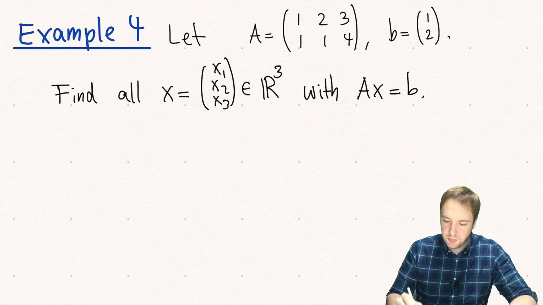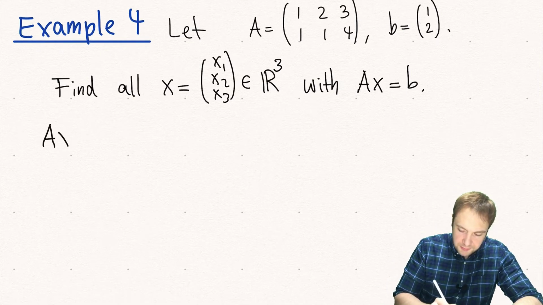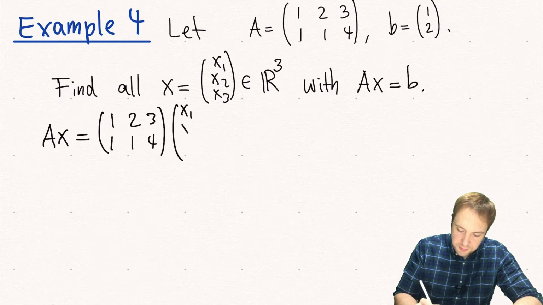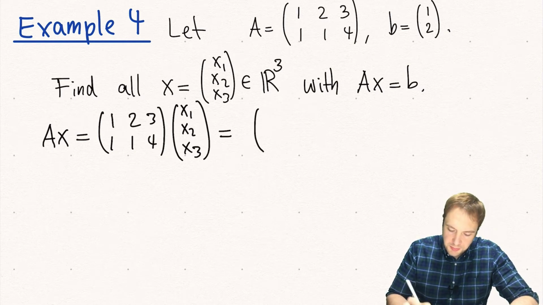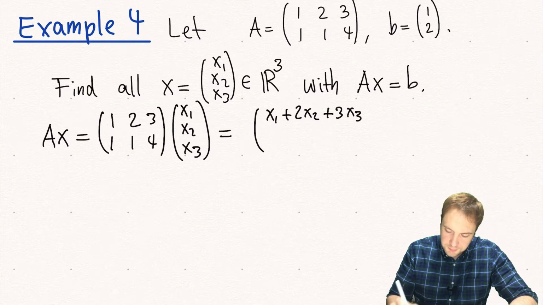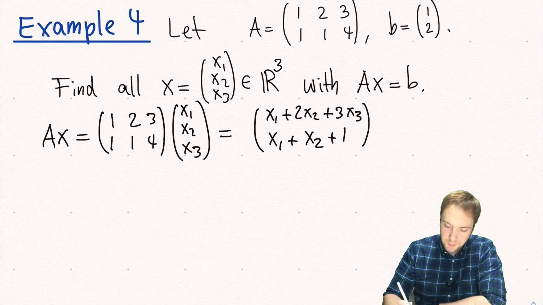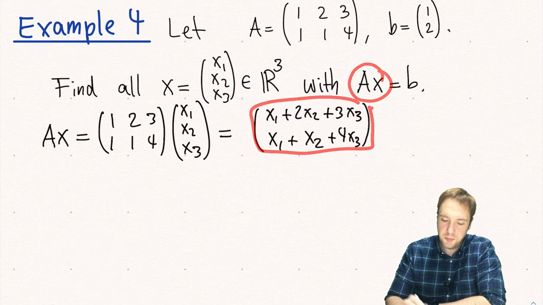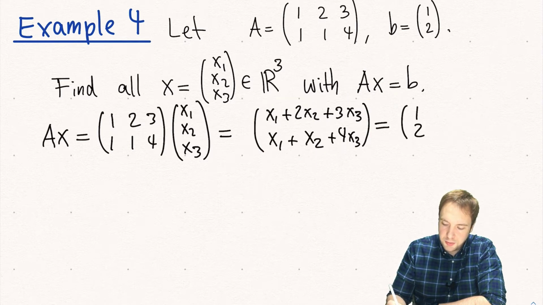And so what does this mean? So what is Ax? By definition, this is a matrix, and we want to multiply it with the vector x1, x2, x3. And by definition, this is x1 plus 2 times x2 plus 3 times x3. And the second entry here is x1 plus x2 plus 4 times x3. So this is A times x, a vector of size 2, and we want this to be the same as 1, 2, because this is b.